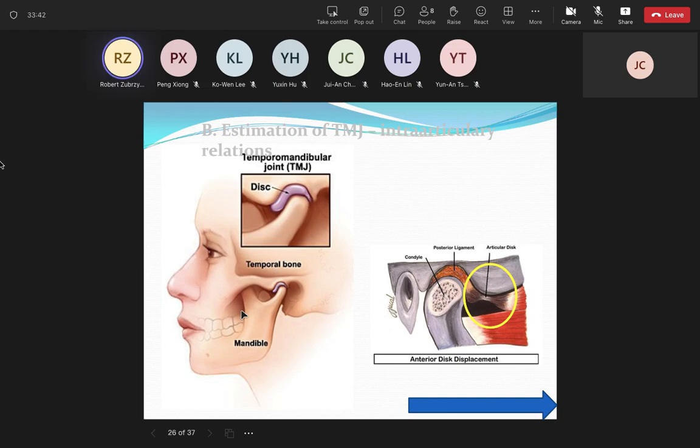So also we can estimate the TMJ. So as you remember, it's the temporomandibular joint, a disc in between them, and we have muscles inside.